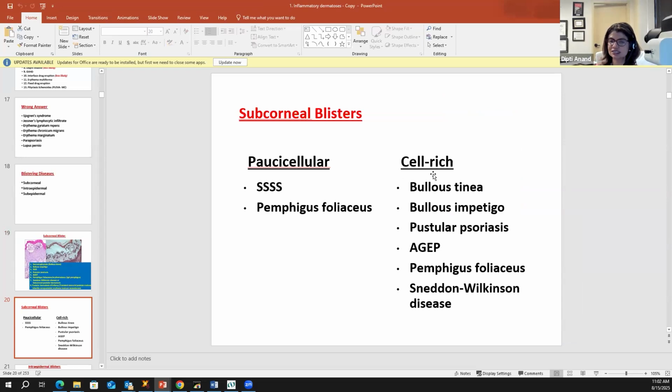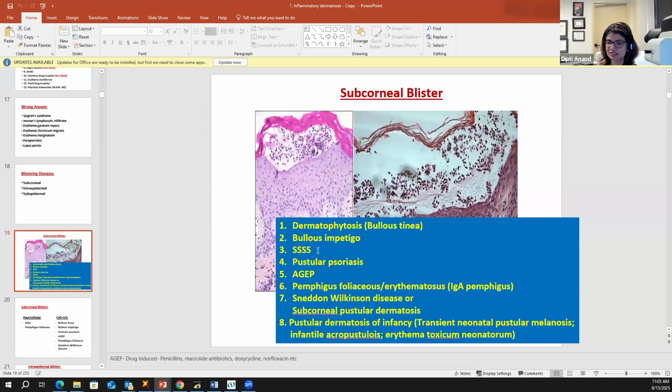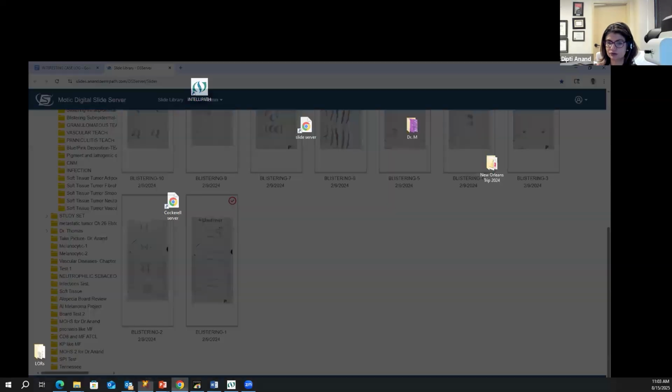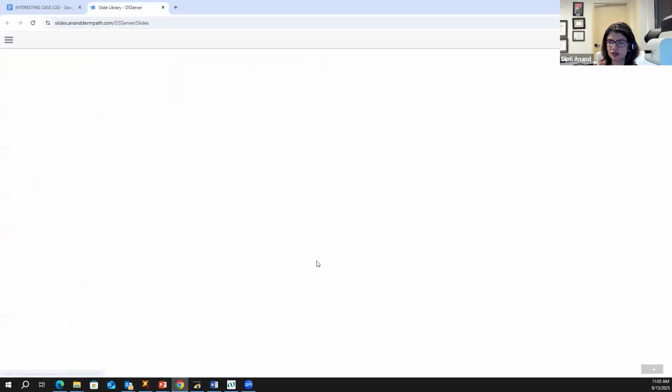So essentially, you can see that in this particular category of diseases, staphylococcal scalded skin syndrome is the only entity which will always just present with a paucicellular subcorneal blister, because pemphigus foliaceus can do either one. So this is an important fact to remember and a quick thing to remember when you're approaching a slide. Now, let's talk about the recognition of these entities under the microscope.